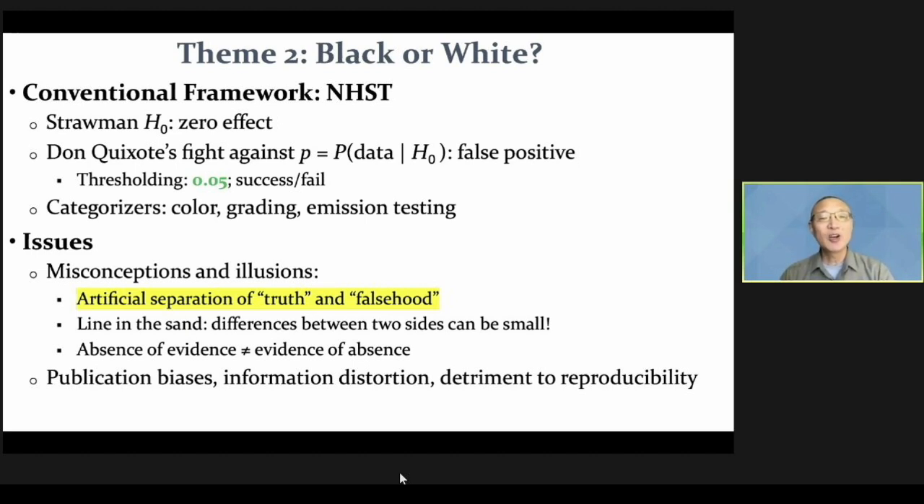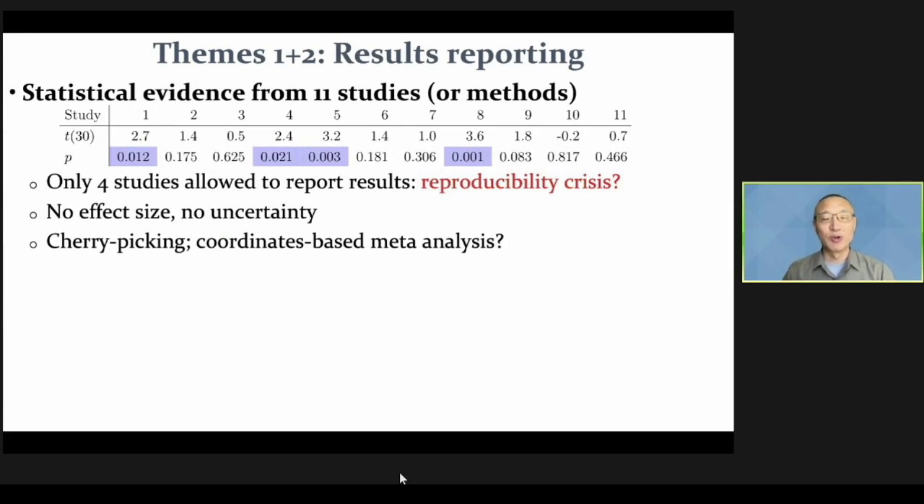Automatically, we artificially separate the results into two: one we consider truth, the other falsehood. It's pretty much like we draw a line in the sand. In reality, what's the difference between the two sides? Most of the time, they're not necessarily big. So we artificially create biases and distorted information, and in the end, that's not going to help reproducibility.